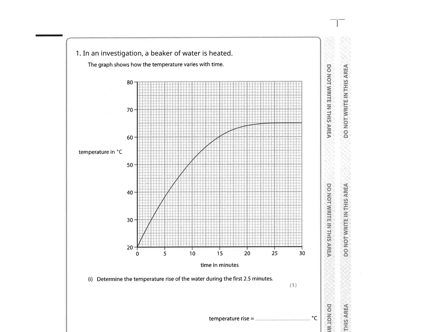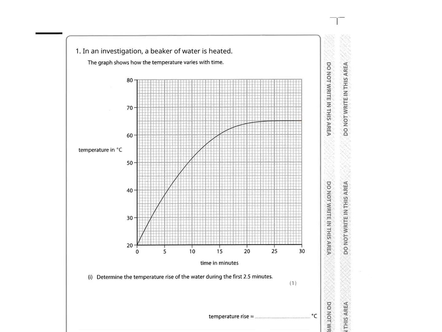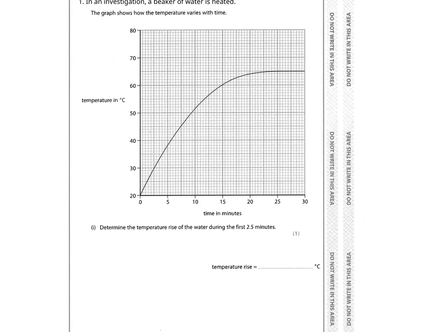So we're talking about a beaker of water that's being heated over time. You'll see temperature in degrees C, you'll see time in minutes, and obviously what's happening here is you've got the temperature of the beaker of water increasing, and then it's starting to decrease until it hits an equilibrium, where all the heat that's being supplied to the beaker is escaping from the beaker, so that's why we're at an equilibrium. We might get to that question a little later on, but essentially to start with it asks what's the temperature rise in the first 2.5 minutes.